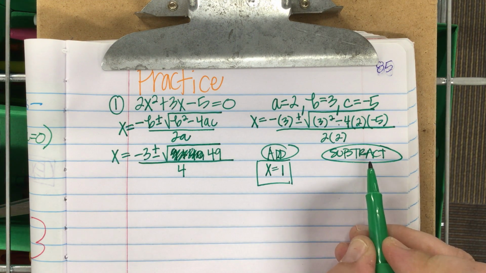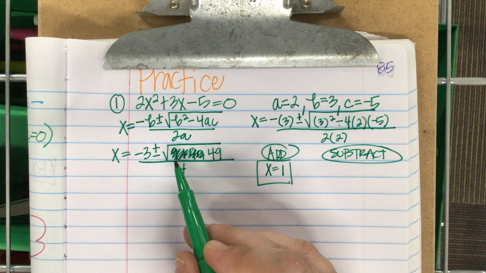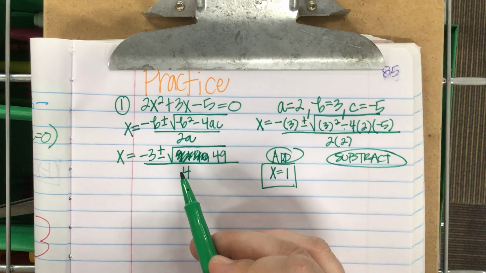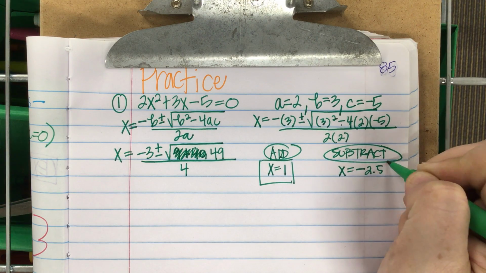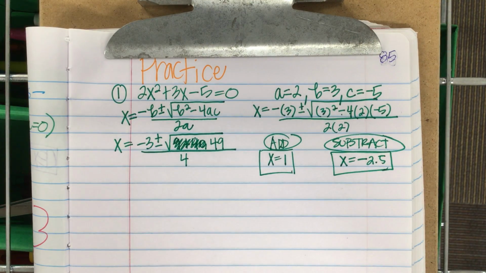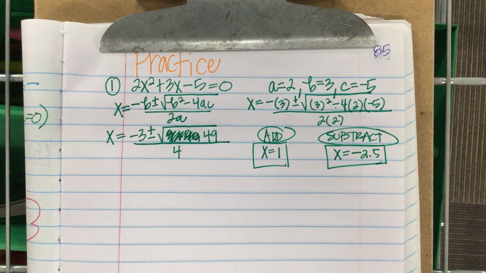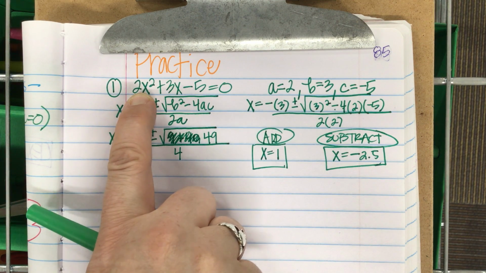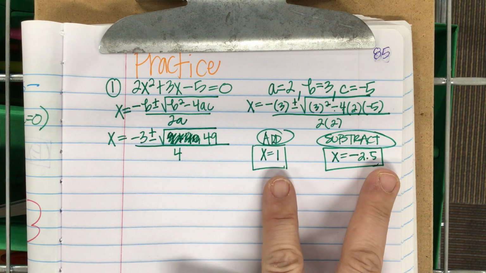Second time I solve, I'm going to subtract. -3 minus, what was the square root of 49? 7. -3 minus 7. -10 divided by 4. -2.5, or however you want to write it. If I was to graph this parabola, I would get x-intercepts at 1 and -2.5. My parabola would open up because my a value is positive. But I do not have to graph in order to get these two solutions. I can use the quadratic formula to get these two solutions.